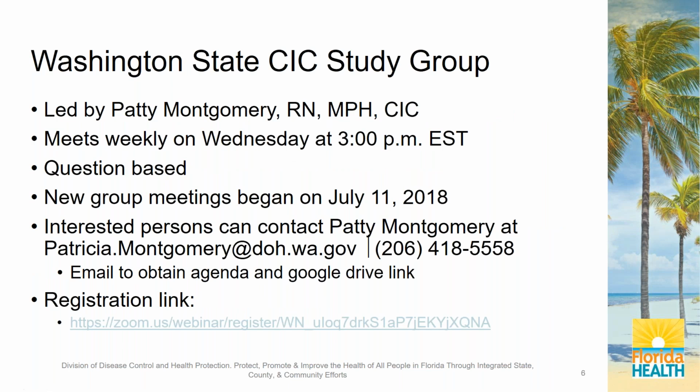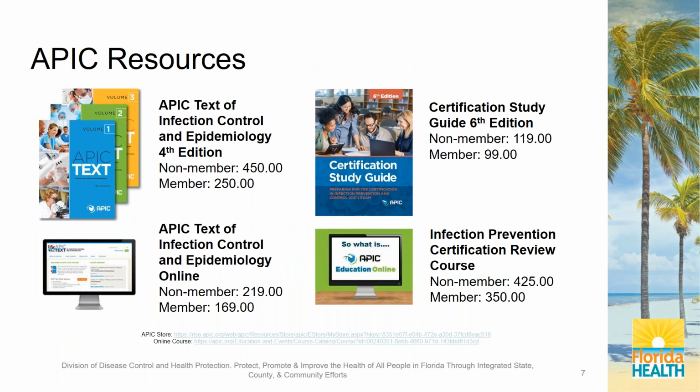Also, just to remind you once again, Patty Montgomery's Washington CIC study group has already started back up. They're having their lessons on Wednesdays at 3 p.m. If you're interested in joining her study group, you're able to register at the following registration link. And then the APIC resources, once again, this is where you can find them. I don't think the texts are available anymore when I last looked on the APIC website, but you can still get the online text.